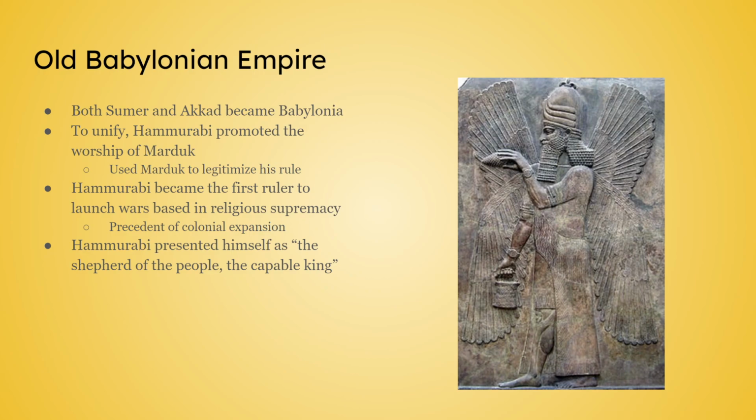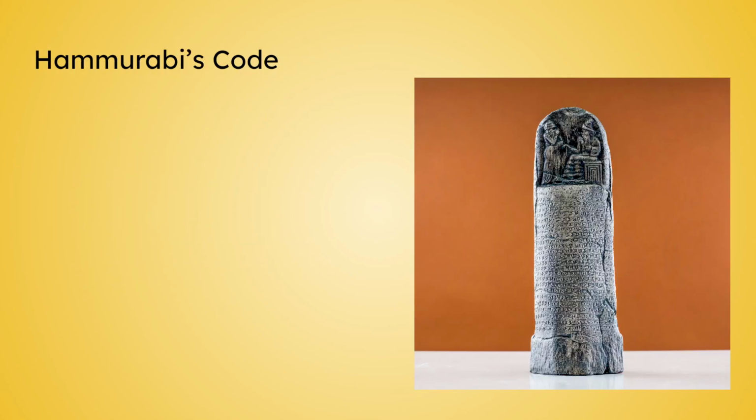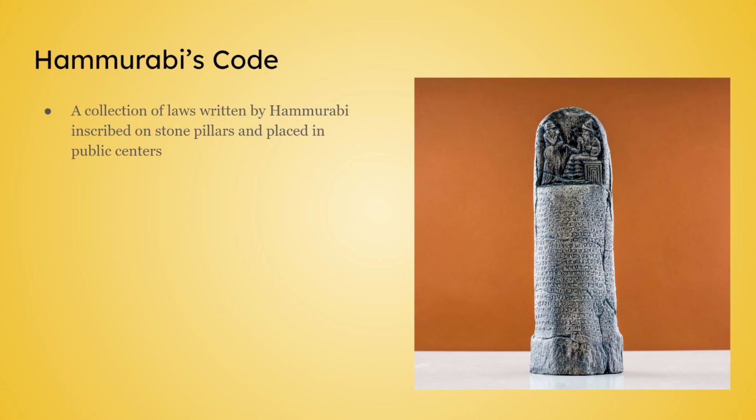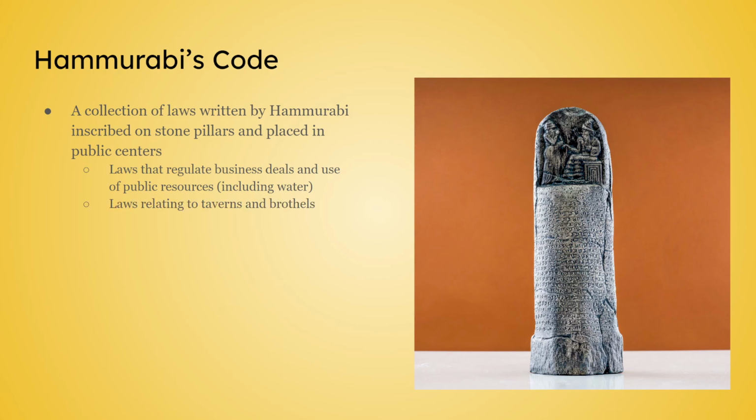Hammurabi presented himself as the, quote, shepherd of the people and a capable king, not just a mere Lugal. Hammurabi's code of laws was inscribed on stone pillars and placed in public centers, along with little pictures. With these were laws that regulated business deals and the use of public resources, especially water. Laws relating to taverns and brothels, which were run by women at the time.